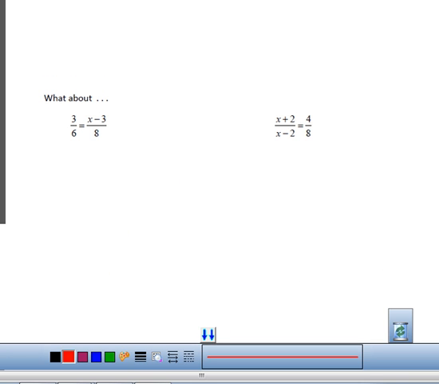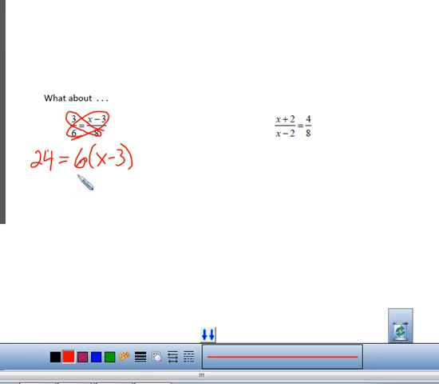Alright, so the next one, I have 3 times 8, and I have 6 times x minus 3. So 3 times 8 is 24, put an equal sign, and then 6 times, pen tool is acting up again, see if I can adjust it and fix it. Alright. 6 times x minus 3.